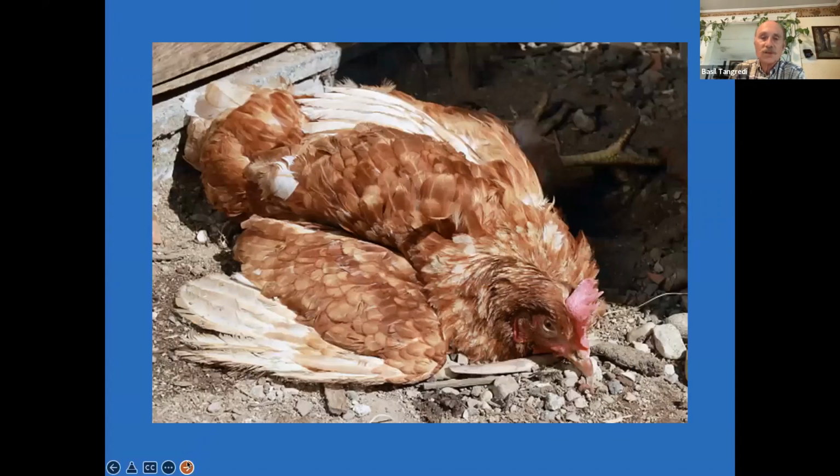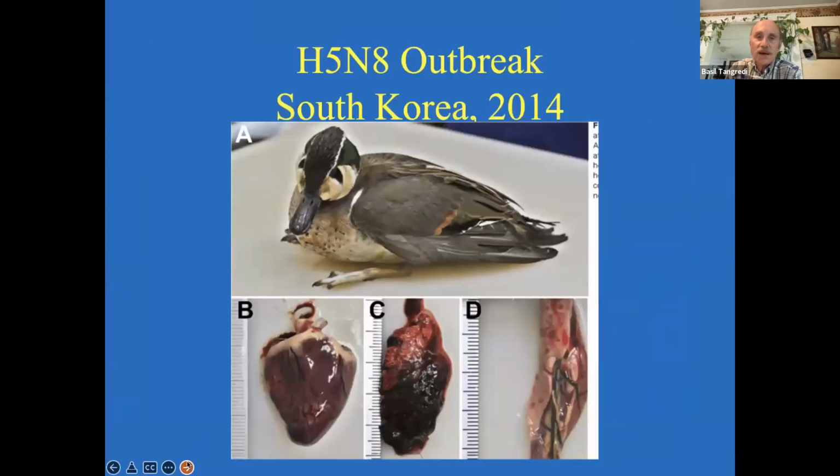And yes, some birds just show sudden death. Now here's something relating to wild birds. This is an H5N8 outbreak in South Korea, 2014. And this is a Baikal teal.